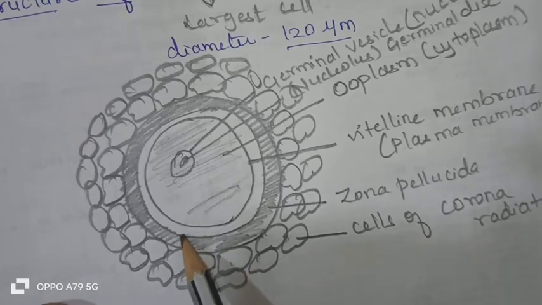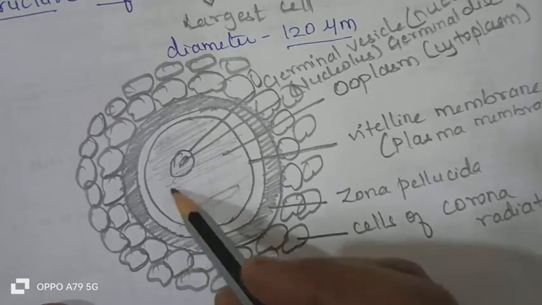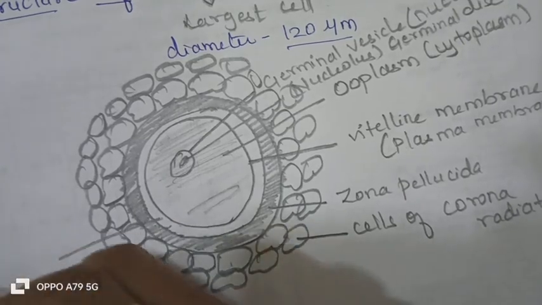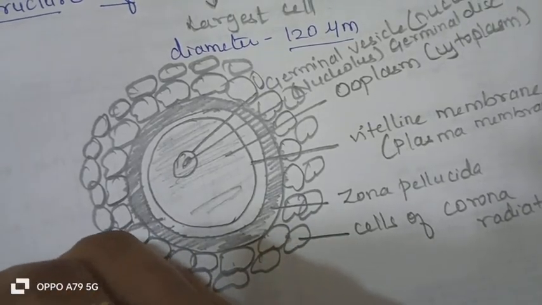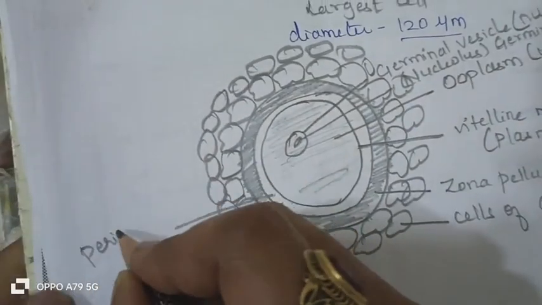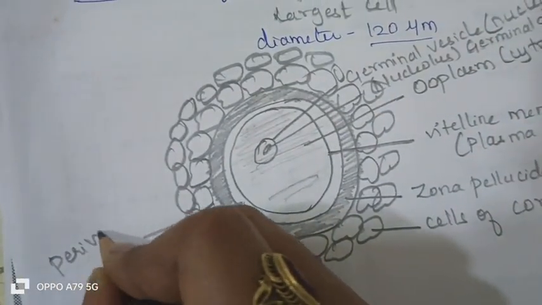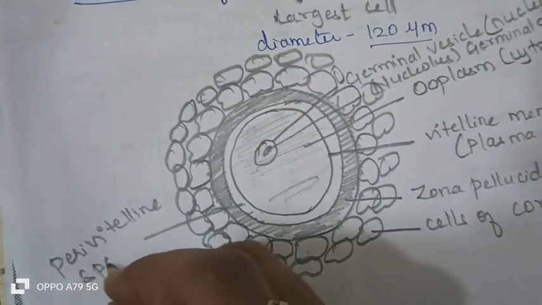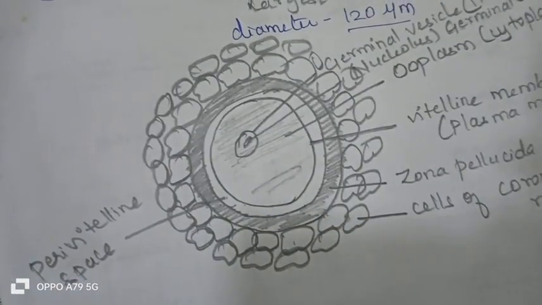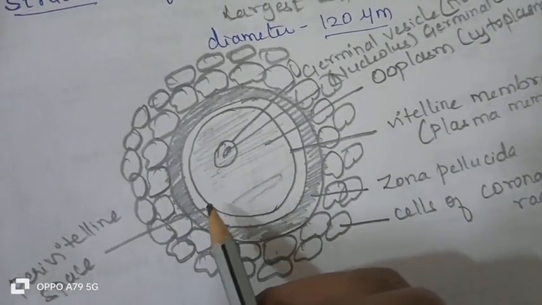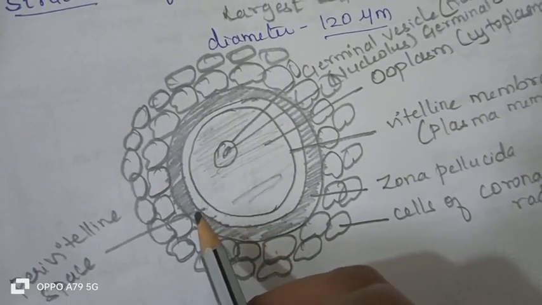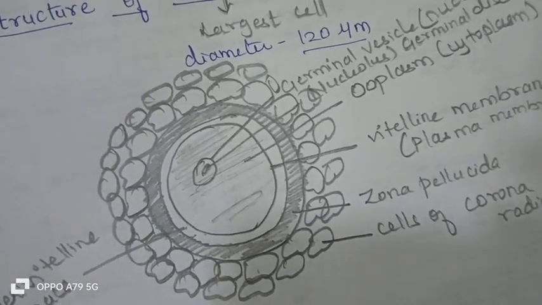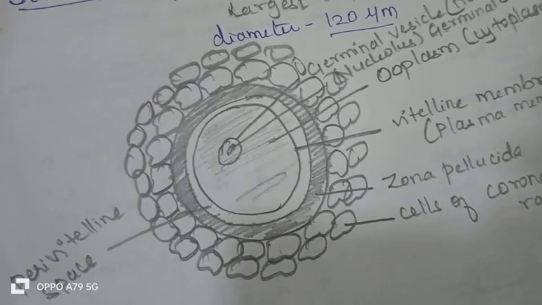Now, in between the plasma membrane and the zona pellucida, there is a space. For this space we call it the perivitelline space. The space between the plasma membrane and the zona pellucida, that space we call the perivitelline space. So this is the structure of an ovum, how you are going to draw.